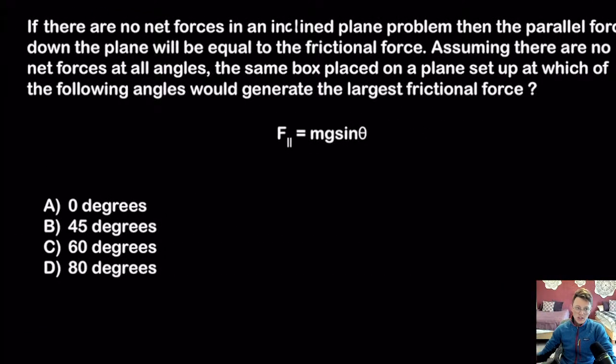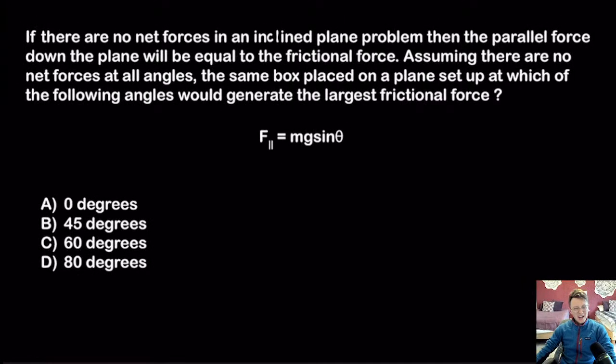Okay, how do we actually use this? Why is this important? We're going to look at not an actual inclined plane question, but a question that helps us understand how the MCAT could actually test this material when it comes to triangle geometry and where the vectors are going to come in. This one says that if there are no net forces in an inclined plane problem, then the parallel force down the plane will be equal to the frictional force. So assuming there are no net forces at all angles, the same box placed on a plane set up at which of the following angles would generate the largest frictional force.